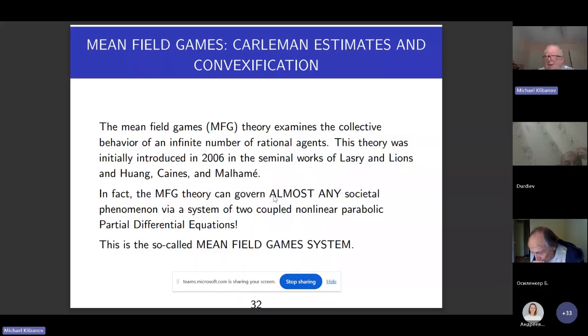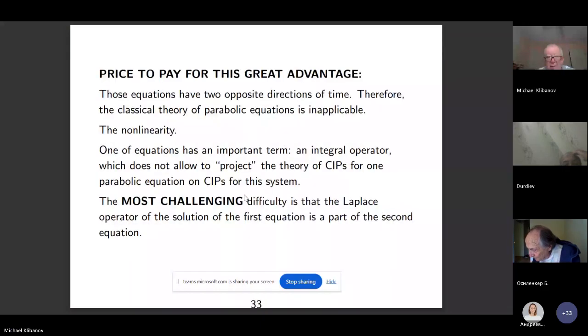But all of a sudden, after a nice effort of mathematical modeling, almost any, I'm not saying any, but almost any societal phenomenon can be described by a system of only two parabolic partial differential equations, nonlinear, which is a mean-field game system. But if you have such a great story, then you must pay the price. The price is, first, these two equations have opposite directions of time. One is going up, in other words, the other time is going down. Next is nonlinearity of both equations.